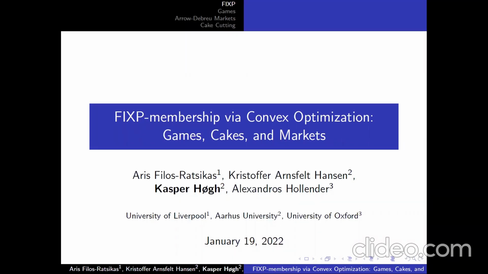Okay, so this is a presentation of the paper on FixP membership via convex optimization, games, cakes, and markets. It's a joint paper with Aris Filos-Ratsikas, Kristoffer Arnsfelt Hansen, and Alexandros Hollender. First I'll briefly introduce this complexity class FixP, and then I'll discuss the main contribution of the paper, which is the construction of this so-called pseudogate for doing convex optimization in FixP circuits. And then lastly, I'll show a couple of applications of this pseudogate.